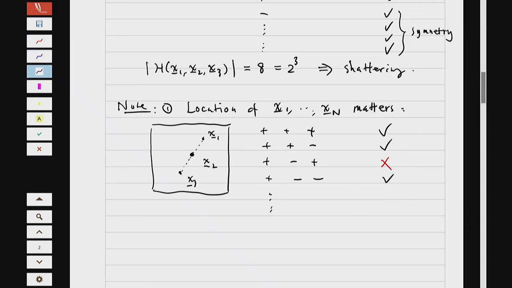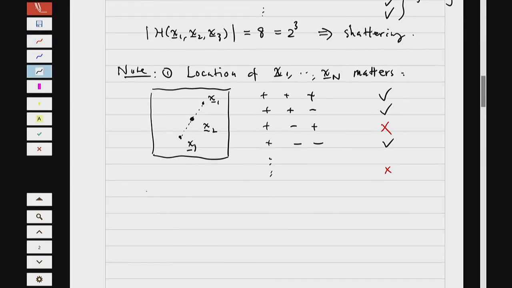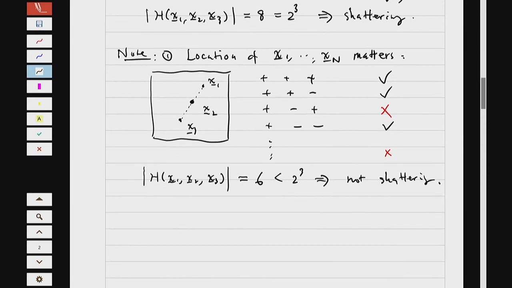In fact, again by symmetry, you know that there's another one down there for the negative one as well. There's another minus there. So you don't have to check that very carefully. Just symmetry is enough. Therefore, for this particular set of 3 points, the count is equal to 6, less than 2 to the 3. So not shattering. That's why we don't quite like to use this one directly, because it's highly dependent upon the location of the values of those xi's that you're given.